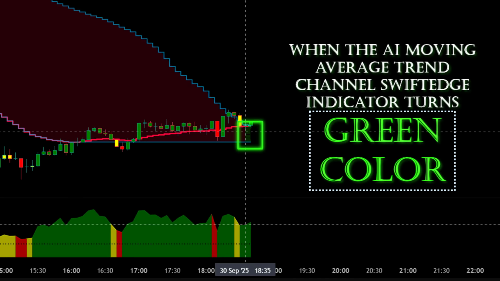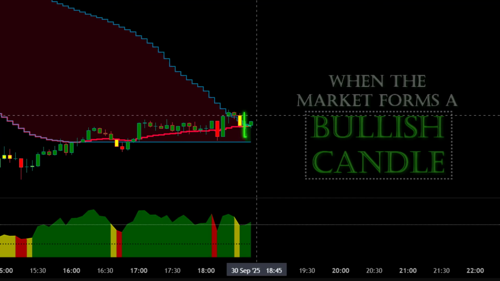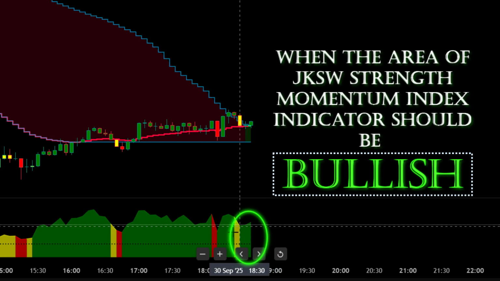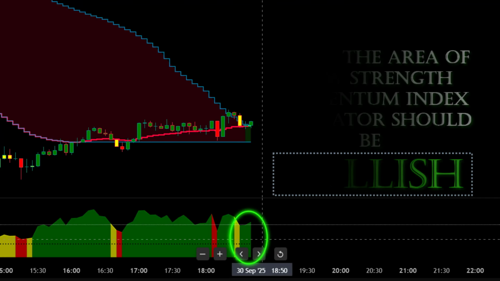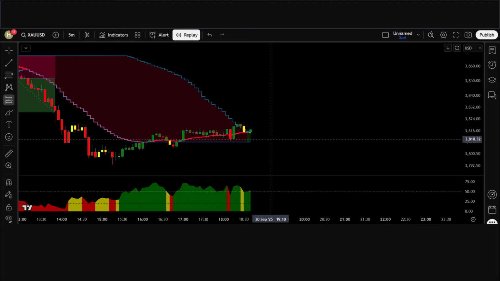When the AI Moving Average Trend Channel Swift Edge indicator turns green color. When the market has created a bullish candle. When the area of JKSW Strength Momentum Index indicator should be bullish. If this condition is fulfilled, then we will place buy order.